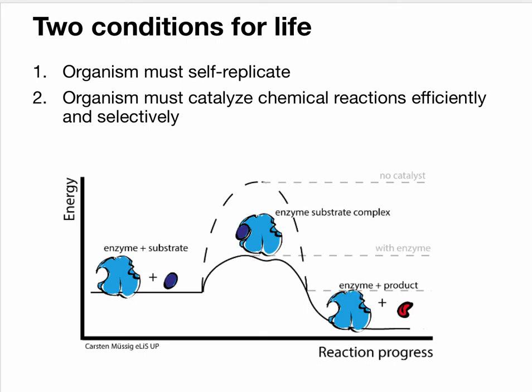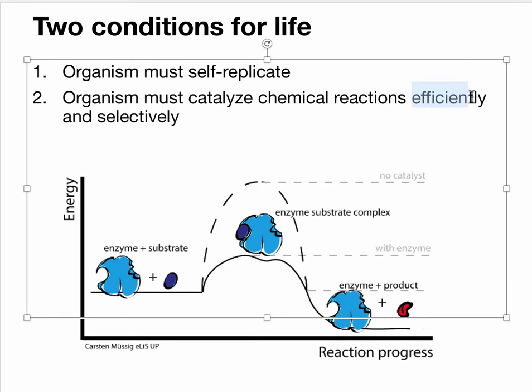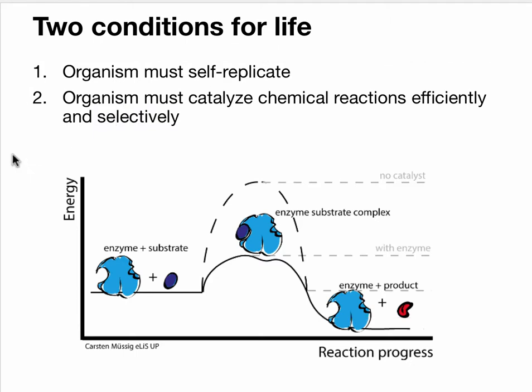All right. So this is kind of a general scheme of enzymes. There are 2 conditions for life. Organisms must replicate and they must be able to catalyze chemical reactions, both efficiently and selectively. These are both very important terms. We're going to talk about why enzymes are so important in regards to condition number two, because they are able to catalyze these chemical reactions in a selective and efficient manner.